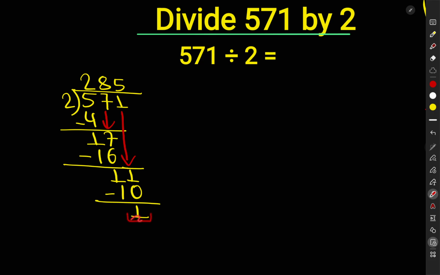So now this 1 is less than 2 and there is no other number to put it down. So we take here decimal so that we put 0. So it is 10 and 2 times 5 is 10. On subtracting, we get 0.